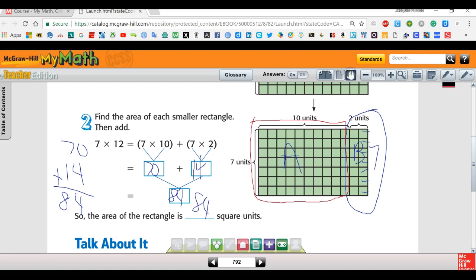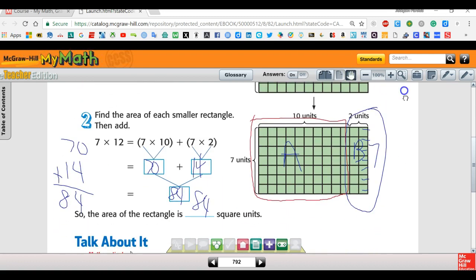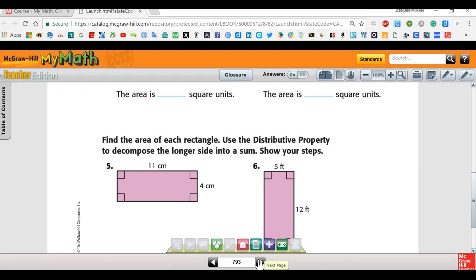What you could also have done was, well, is it area length times width, right? So I'm going to take 12 times the width, which is 7, and 12 times 7 is 84. But what they did was they decomposed it 12 to 10 and 2, so that way it makes it easier to multiply and then add both areas. Go on to the next page there.